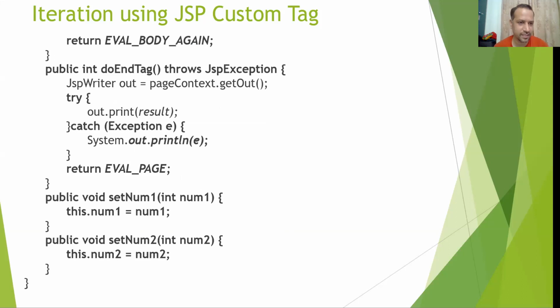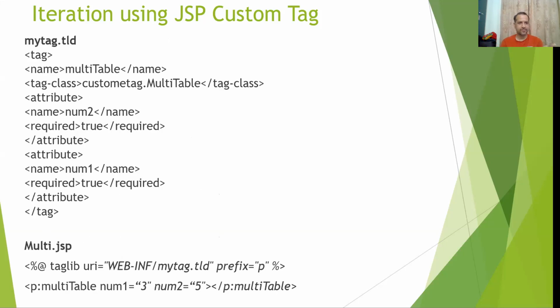After that, public int doEndTag: whenever my tag ends, I have to print the result of that particular calculation. Now out.print(result) is going to print it. For that purpose I have created a JspWriter object with the help of pageContext. After everything is done, I am going to return EVAL_PAGE. In the same way I have created set methods for num1 and num2.